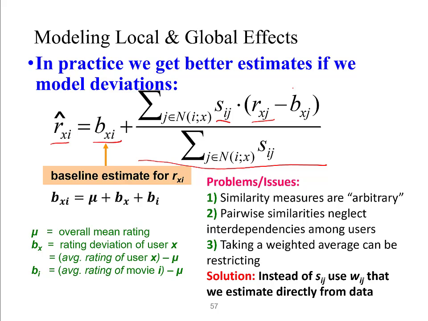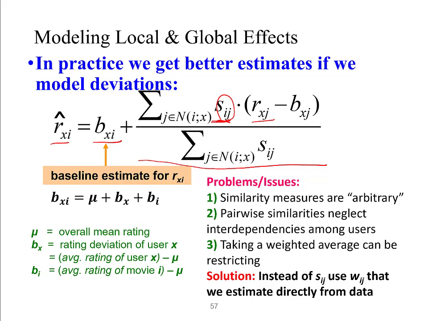And the problems or the issues of this idea is that first of all, the similarity measures are arbitrary. It does not have a rigorous definition, right? And also the second problem is that the pairwise similarities, because we consider the similarity between any item pairs i and j, neglect the interdependencies among users. Also, taking a weighted average can be restricting.